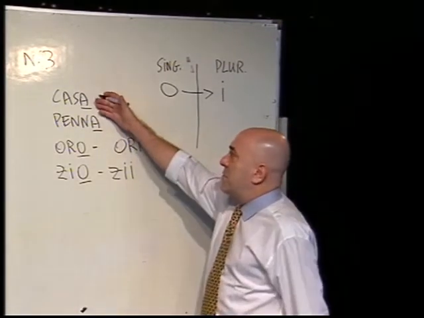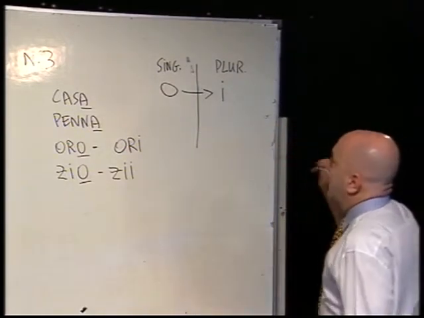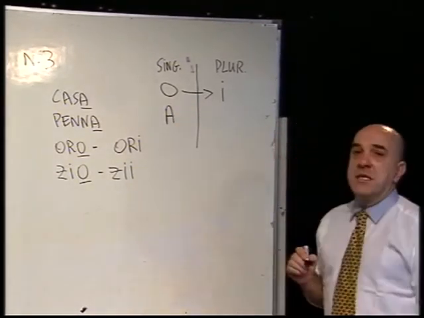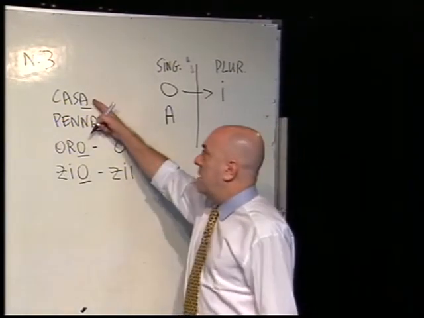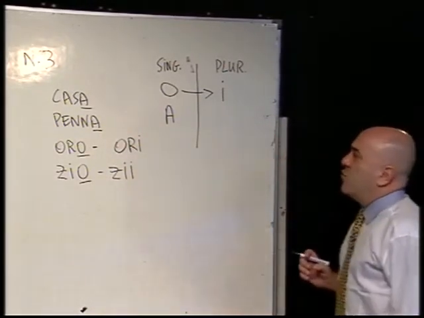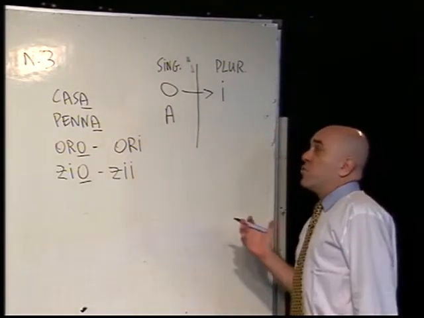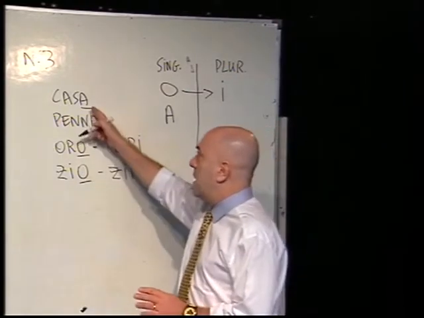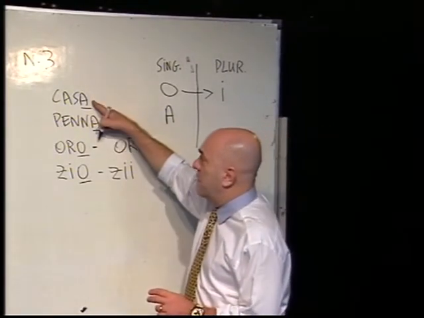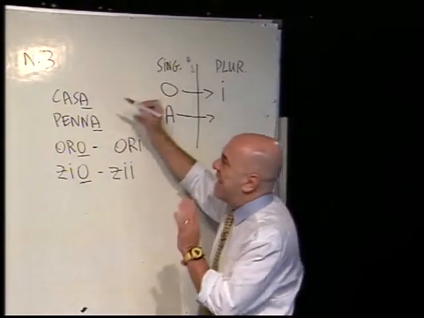Let's go now to see how to make the plural for feminine words. When the last letter is A, for feminine, it means it is singular. Casa, one house. Penna, one pen. Now, I want to talk about two or three or four houses, or two or three or four pens. What do I have to do? I have to replace the last letter, A, with another.